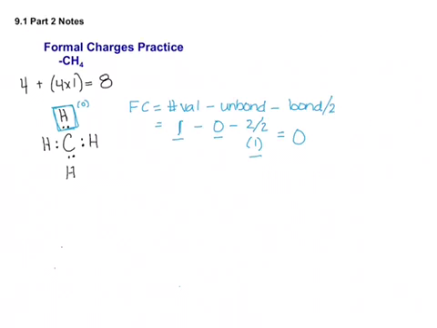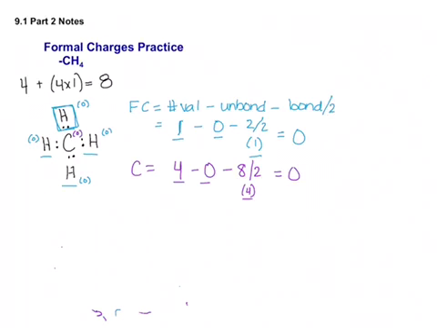And now instead of calculating the formal charge for the rest of these last 3 hydrogens, because they're all symmetrical, all of those formal charges will be the same as that first hydrogen of 0. So then when we look at carbon, carbon has 4 valence electrons. That particular carbon has 0 unbonded electrons, and it has 8 bonded electrons, but we divide that by 2, so it's really 4. So 4 minus 0 minus 4 gives us 0. So the formal charge on that carbon is 0.